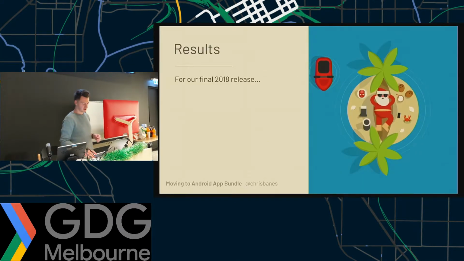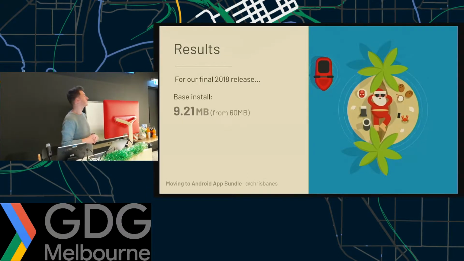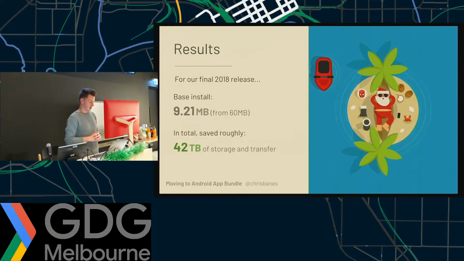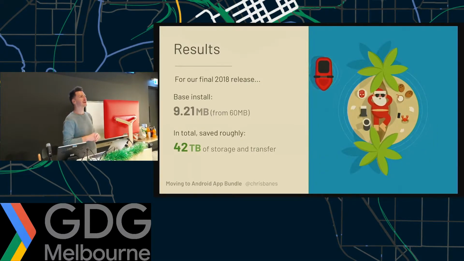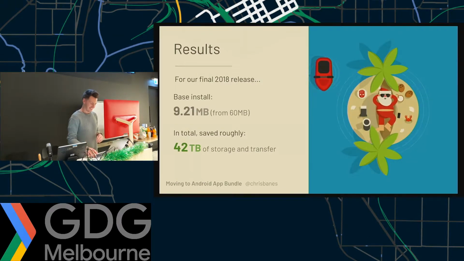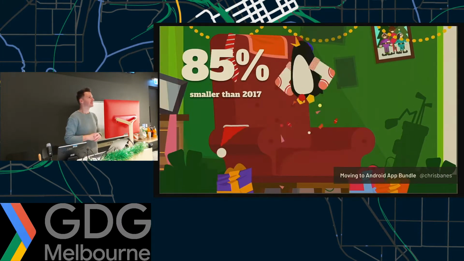So in terms of results, we managed to get our Santa Tracker app down to 9.21 megabytes, which is pretty good. And in total, this is a random stat, but we saved about 42 terabytes of storage and transfer, which is good for perf. And Mr. Peng was very happy because we saved 85%.